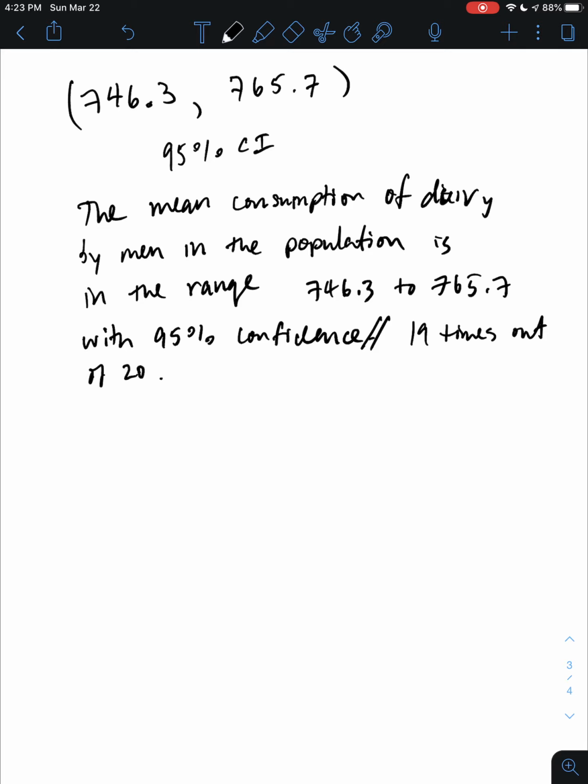We have to state that to be completely honest about our investigation. We're not 100% sure that the average dairy consumption is in that range. We're 95% sure. So that is how you calculate a 95% confidence interval. That's pretty much the same calculation as a point estimator plus margin of error. However, it is conceptually a little bit different.